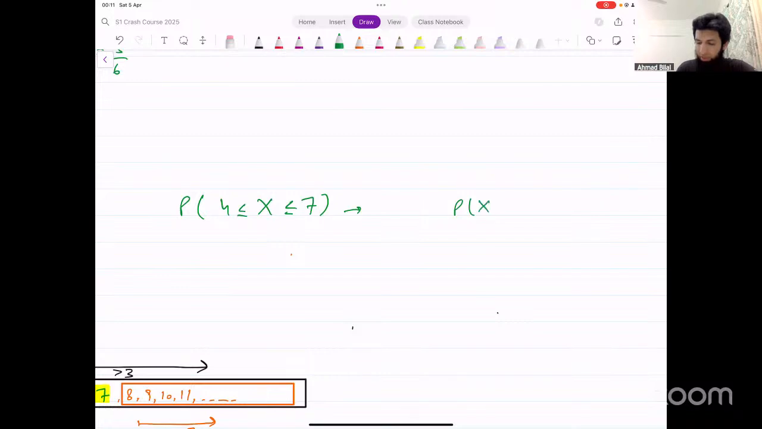Yes, so probability of x less than or equal to 7. It's correct that this is 1 minus probability of x greater than 7. Okay, so this is correct. So maybe you can ask verbally. That will speed up things a little. We want to do one more question.